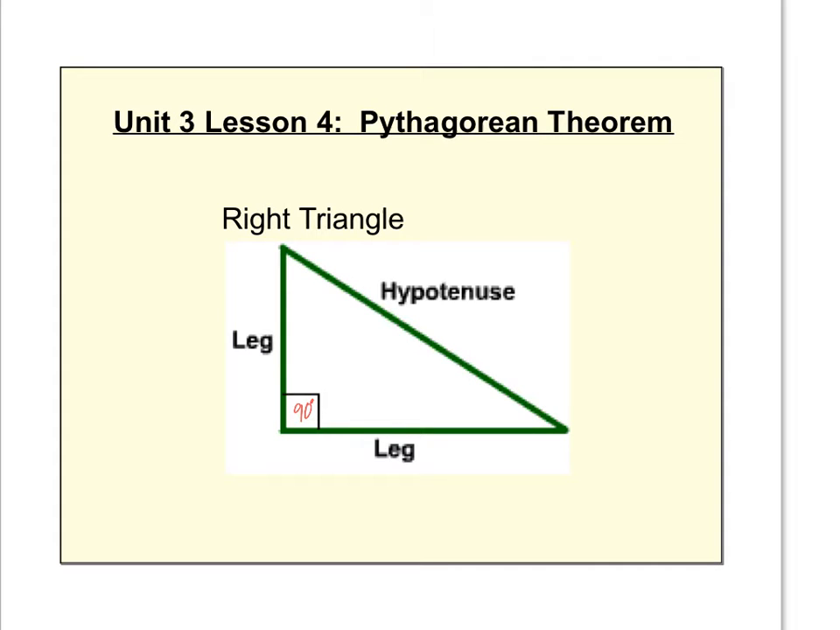Now the longest side of the triangle is going to be across from the 90-degree angle, and that longest side is called the hypotenuse. The other two sides are called legs, and they are not the same length usually, but they are shorter than the hypotenuse.